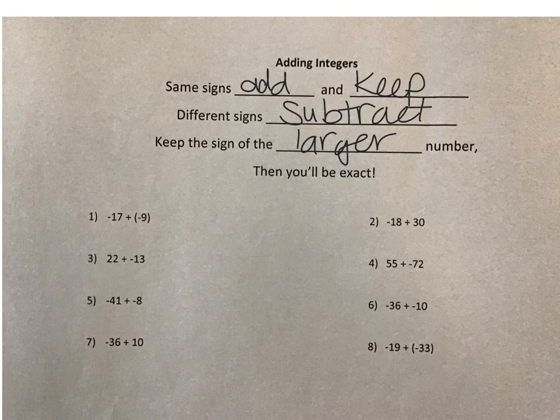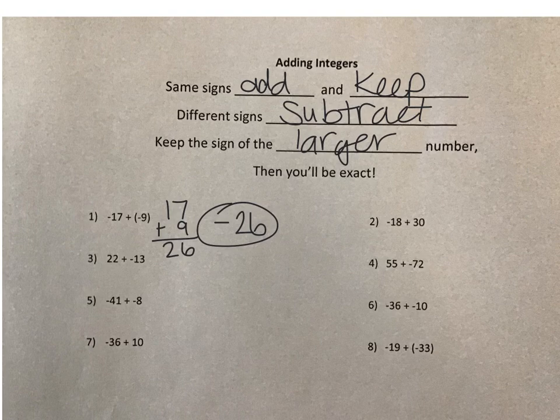Let's do some of these together, and then I'll have you do some on your own. Number one is negative 17 plus negative 9. Those are same signs, so we're going to add and keep. It's 17 plus 9, we get 26. Then keep, meaning keep the sign, so our answer is negative 26.